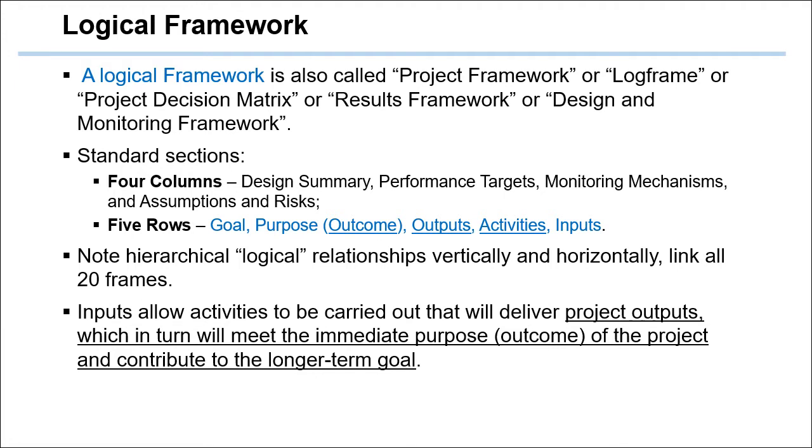There are standard sections. There are 4 columns: a design summary or description, performance targets, monitoring mechanisms, and assumptions and risks. And there are 5 rows: the goal, the purpose, sometimes called an outcome, outputs, activities, and inputs. So note that there is a hierarchical logical relationship both vertically and horizontally that links together all 20 frames of the logical framework.